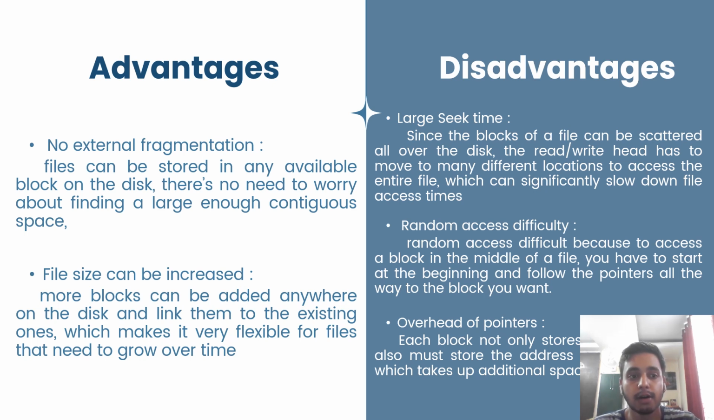The disadvantages of linked list allocations are large seek time. Since the blocks of a file can be scattered all over the disk, the read head has to move to many locations, even in different disks, to find different locations, which slows down file access time. Suppose we take an example. A block is stored in the first disk and another block is stored in the second disk. So the read head has to go to the second block, which will be pointed by the pointer in the first block, which will take a lot of time to access, which slows down the file access time.